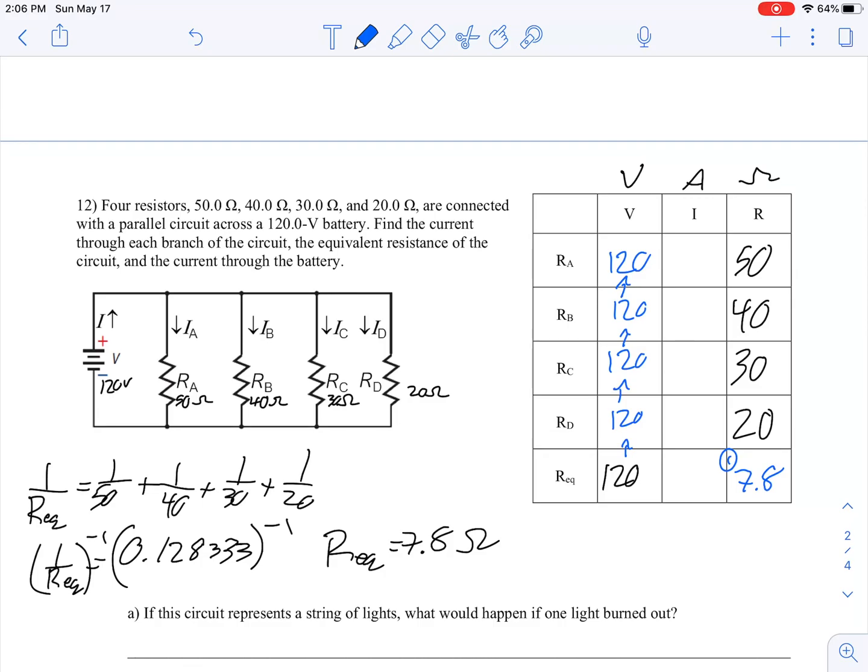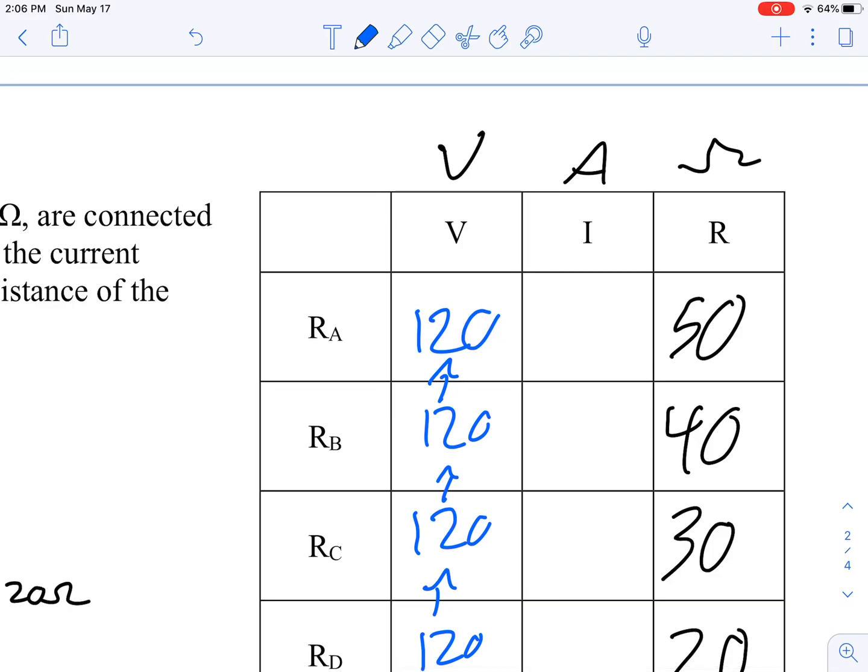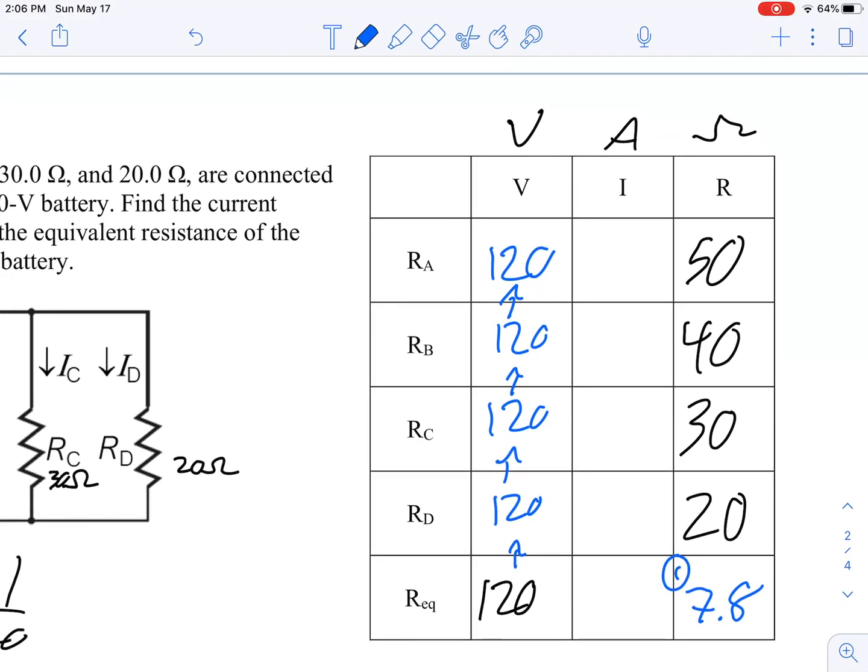Now, can we get the current? Yes. Is the current the same through all of them? No. It's only the same in series. So remember, I equals V over R. So this is going to be step number 3. Okay? I equals V over R.